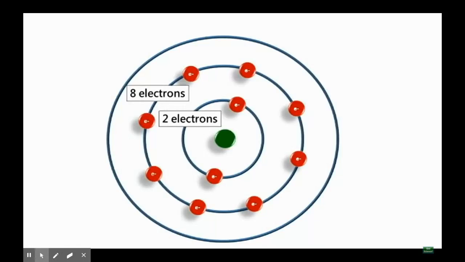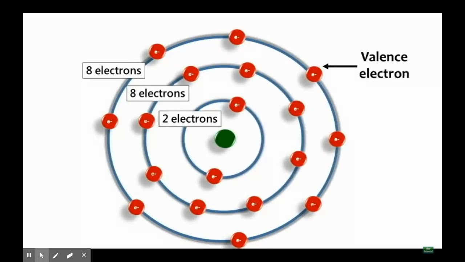The second electron shell can hold a maximum of 8 electrons. In this case, the electrons in the second electron shell are called the valence electrons. The third electron shell can also hold a maximum of 8 electrons. In this case, the electrons in the third electron shell are called valence electrons, and so on.